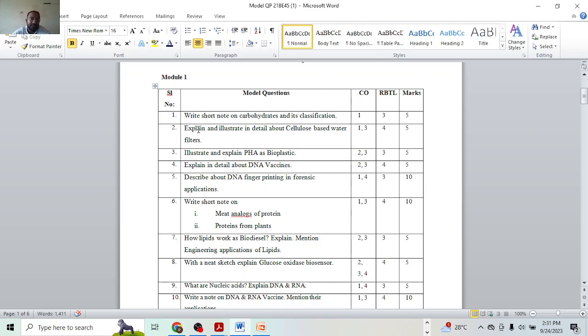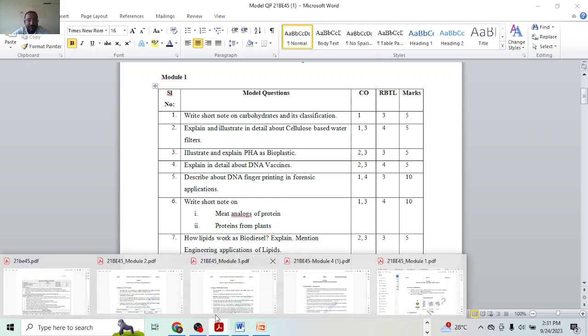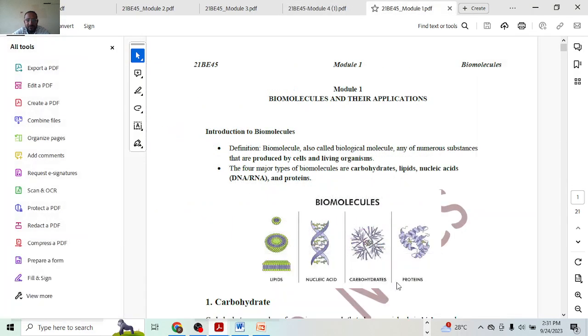So you just go through these: write a short note on carbohydrates and its applications. I will also discuss with the notes. You can just go through the notes. This is your first module notes.